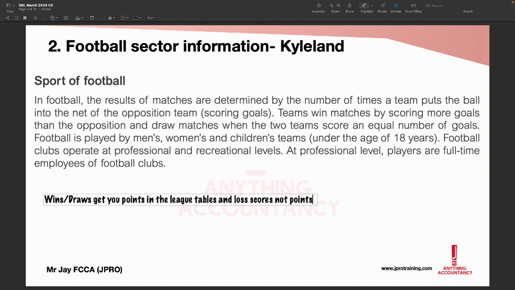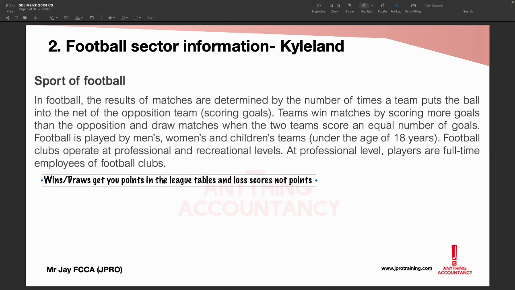So you need to know about that part. Wins and draws get you points in the league table, and losses score no points. Teams win a match by scoring more goals. Football is played by men's, women's, and children's teams under 18 years.